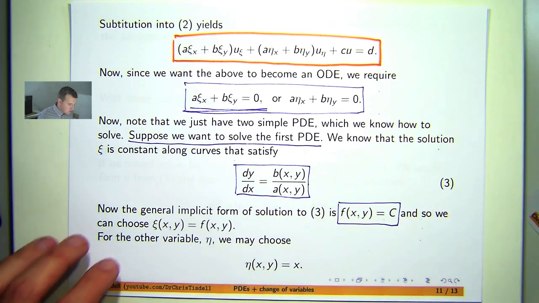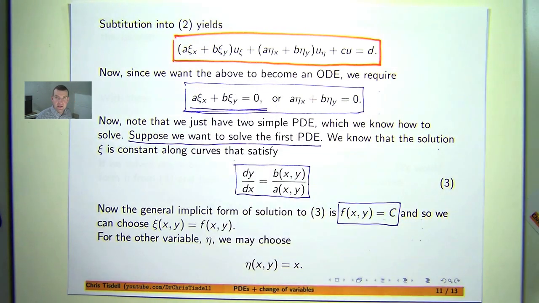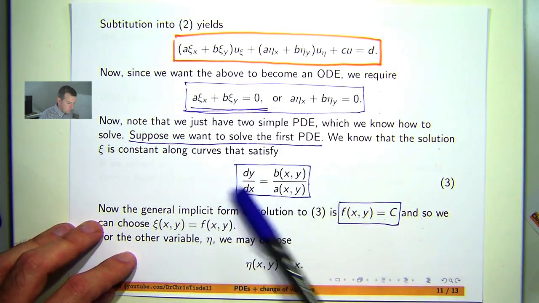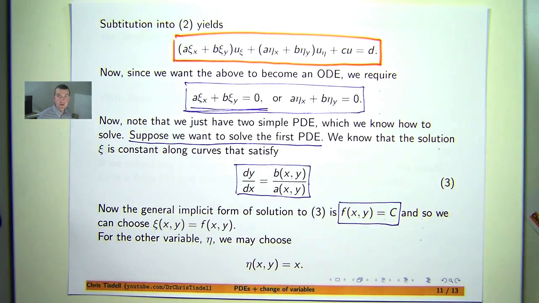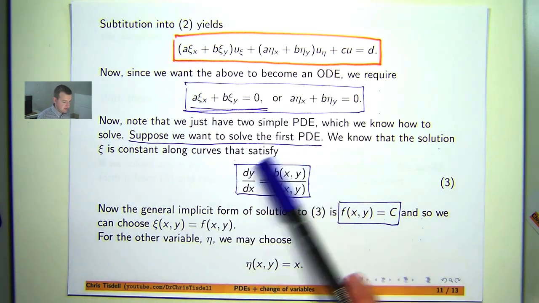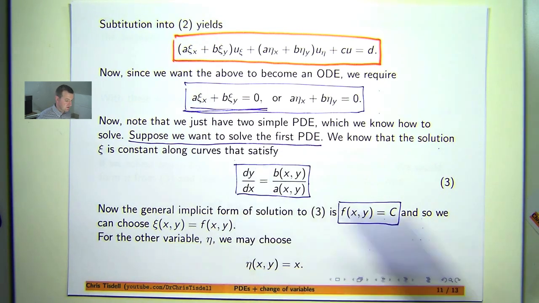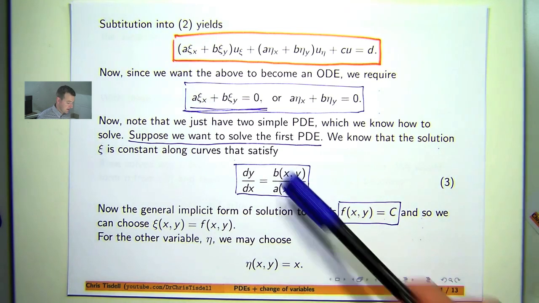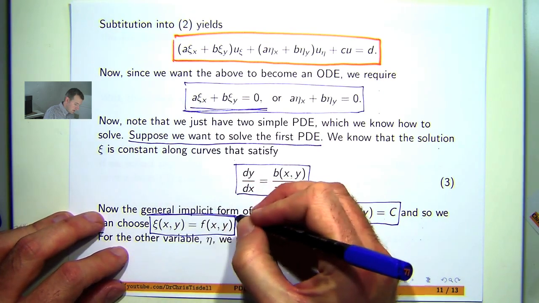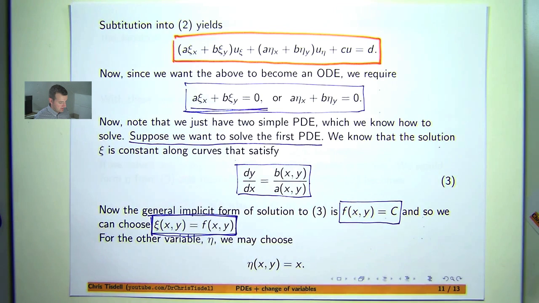Now, I've talked about the solutions to these problems in other videos, so we know how to solve those from previous videos. Essentially what you do is you form this differential equation, you solve it along all those curves that satisfy this equation. The solution to this problem is constant, and in this context we're going to choose psi to be the left-hand side of the solution to dy/dx equals b on a. So the important thing here is that psi is chosen in this way. That gives us some insight on how to choose psi.